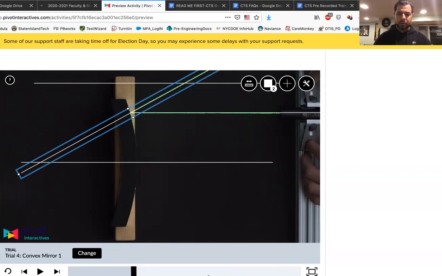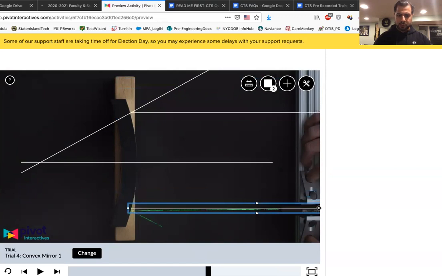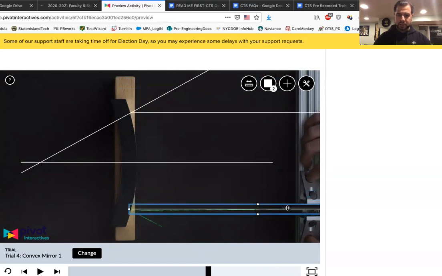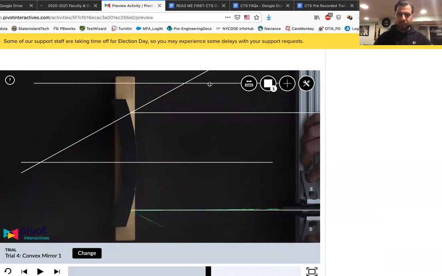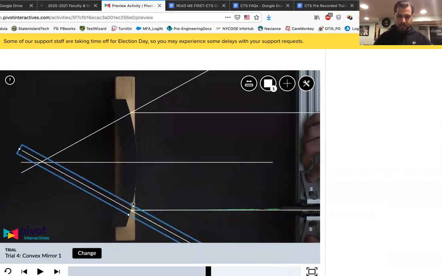Now, if we go below the mirror, what we'll do is the same thing. So we'll draw our ray going into the mirror like this. And then our reflected ray will bounce out like this. And you can see that they all overlap at one point behind the mirror. So this would be the focal point.